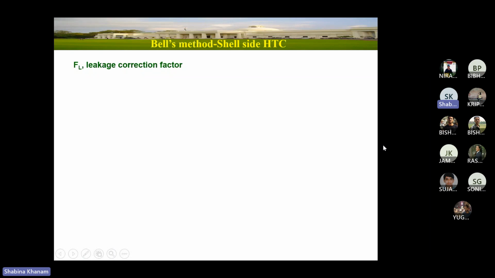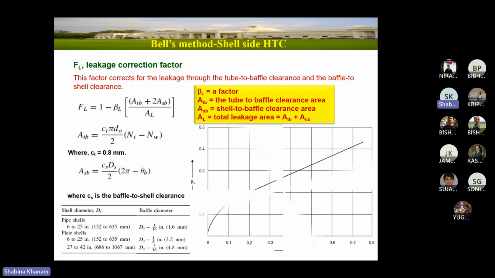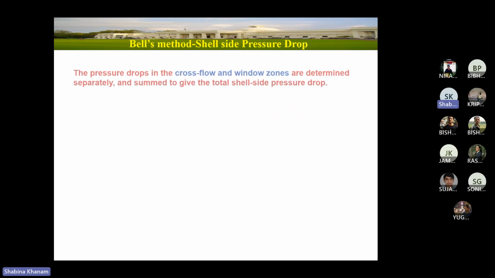So we were discussing different correction factors to find out the shell side heat transfer coefficient using Bell's method. That we have discussed, and now we will focus on pressure drop in the shell side using Bell's method. Now, when we consider the pressure drop, how we count the pressure drop, that is nothing but the friction loss.